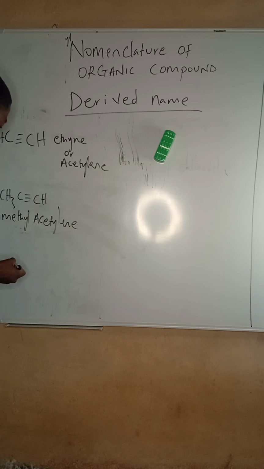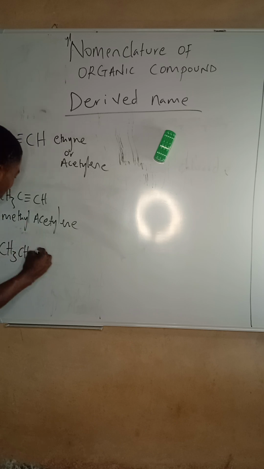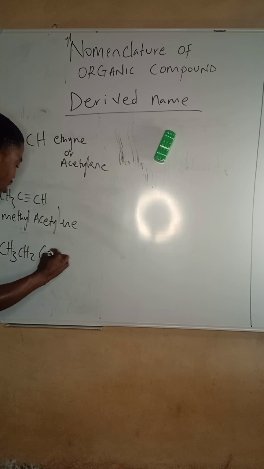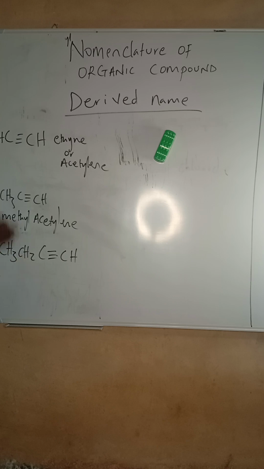Yes. So if I replace it with an ethyl group, CH3CH2 is the ethyl group. Watch earlier videos: ethane, CH3CH3; remove one hydrogen, ethyl. Use the ethyl group to replace this hydrogen here. I should have CH3CH2, C triple bond CH. So I use this ethyl group to replace the hydrogen here.